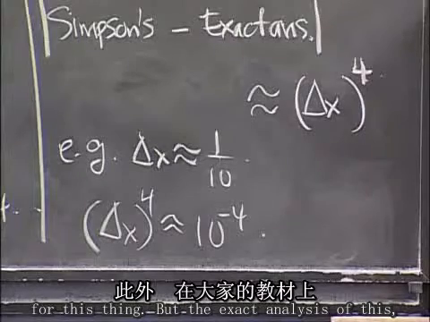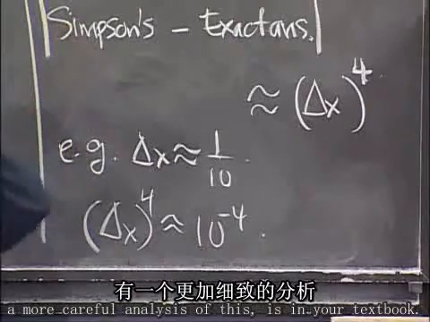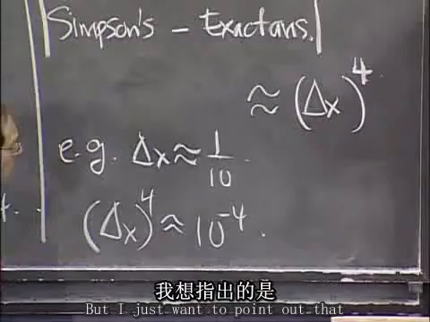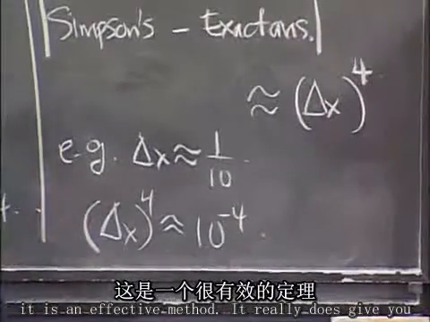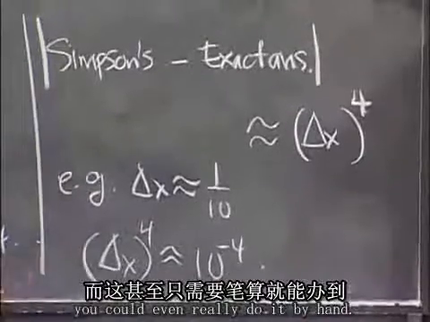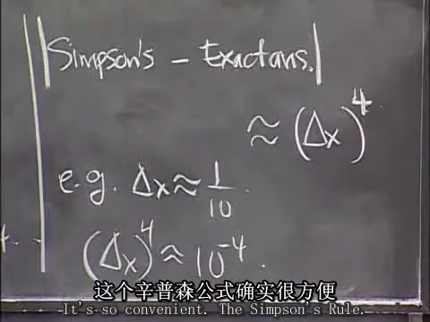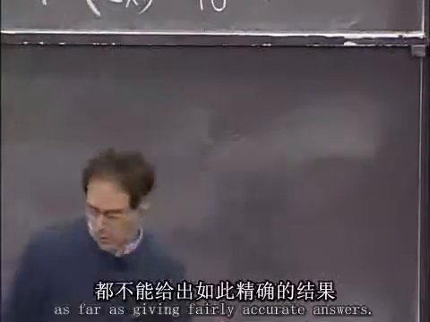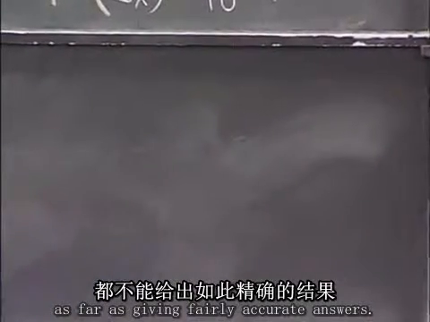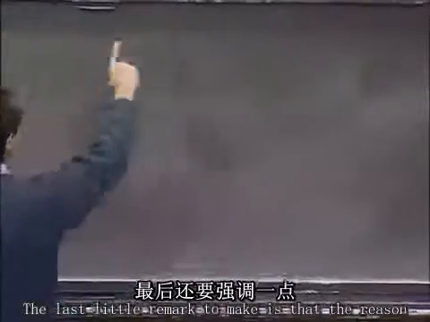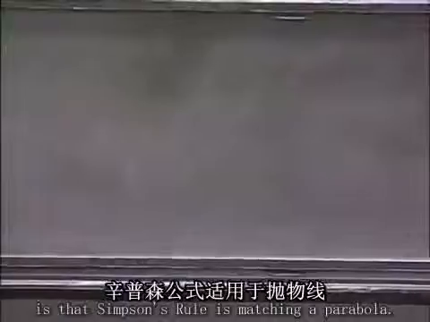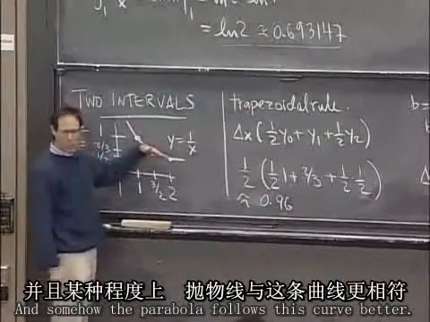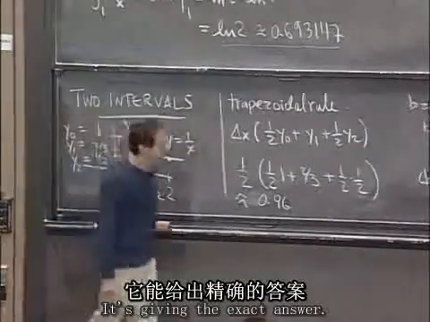But the exact analysis of this, or a more careful analysis, is in your textbook, and I'm not going to do it. But I just want to point out that it is an effective method. It really does give you nice 4-digit accuracy with manageable effort. You could even do it by hand. It's so convenient, Simpson's rule. Whereas the other rules aren't really that impressive as far as giving fairly accurate answers. The last little remark to make is that the reason is that Simpson's rule is matching a parabola. And somehow the parabola follows this curve better. It's giving the exact answer.